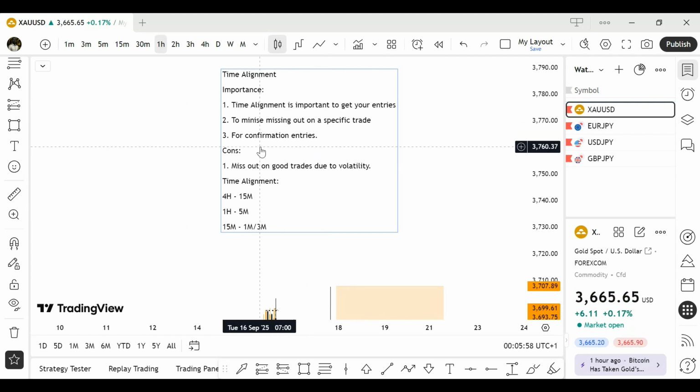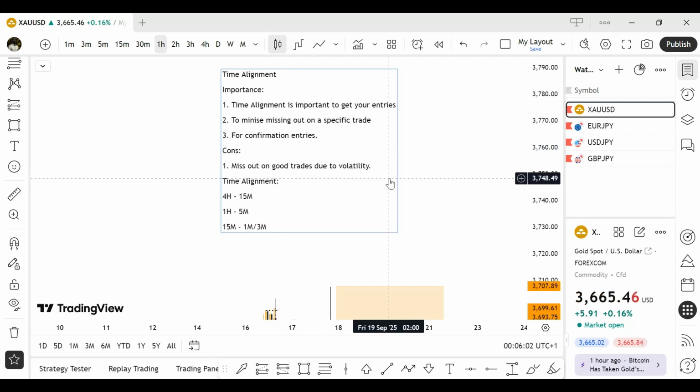Now there are cons to it. The cons are, you miss out on good trades due to volatility, especially when there is high volume or there is volatility in the market. That's the opposite side of this time alignment.